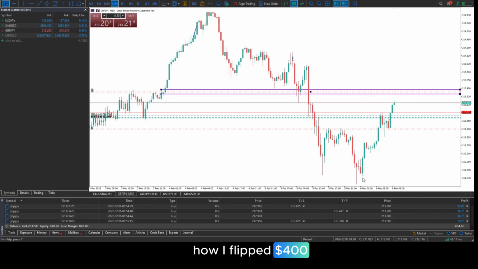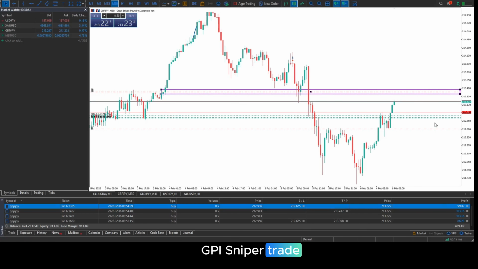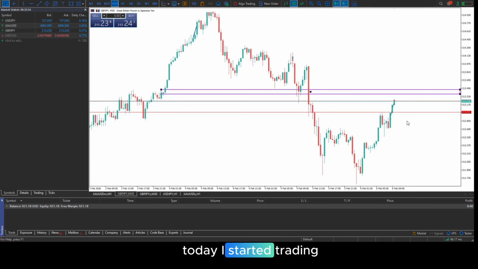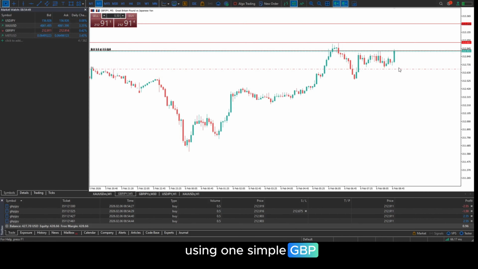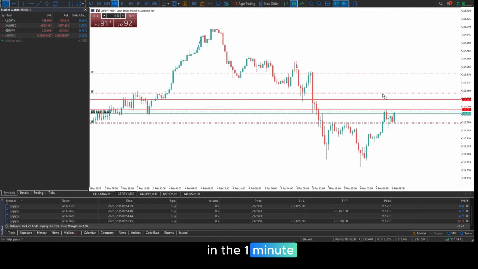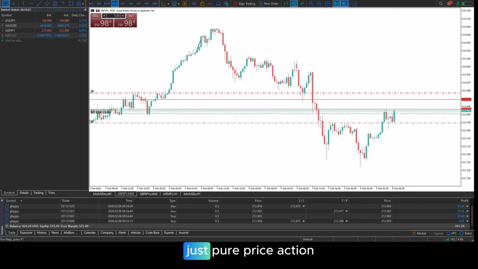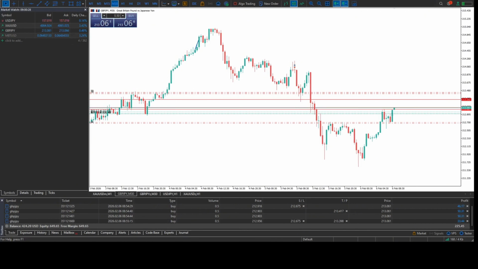How I flipped $400 to $900 with one GBPJPY sniper trade. Today I started trading with $400 and by the end of the session I was at $900. And I did this using one simple GBP setup in the 1 minute. And the crazy part is no indicators, just pure price action.